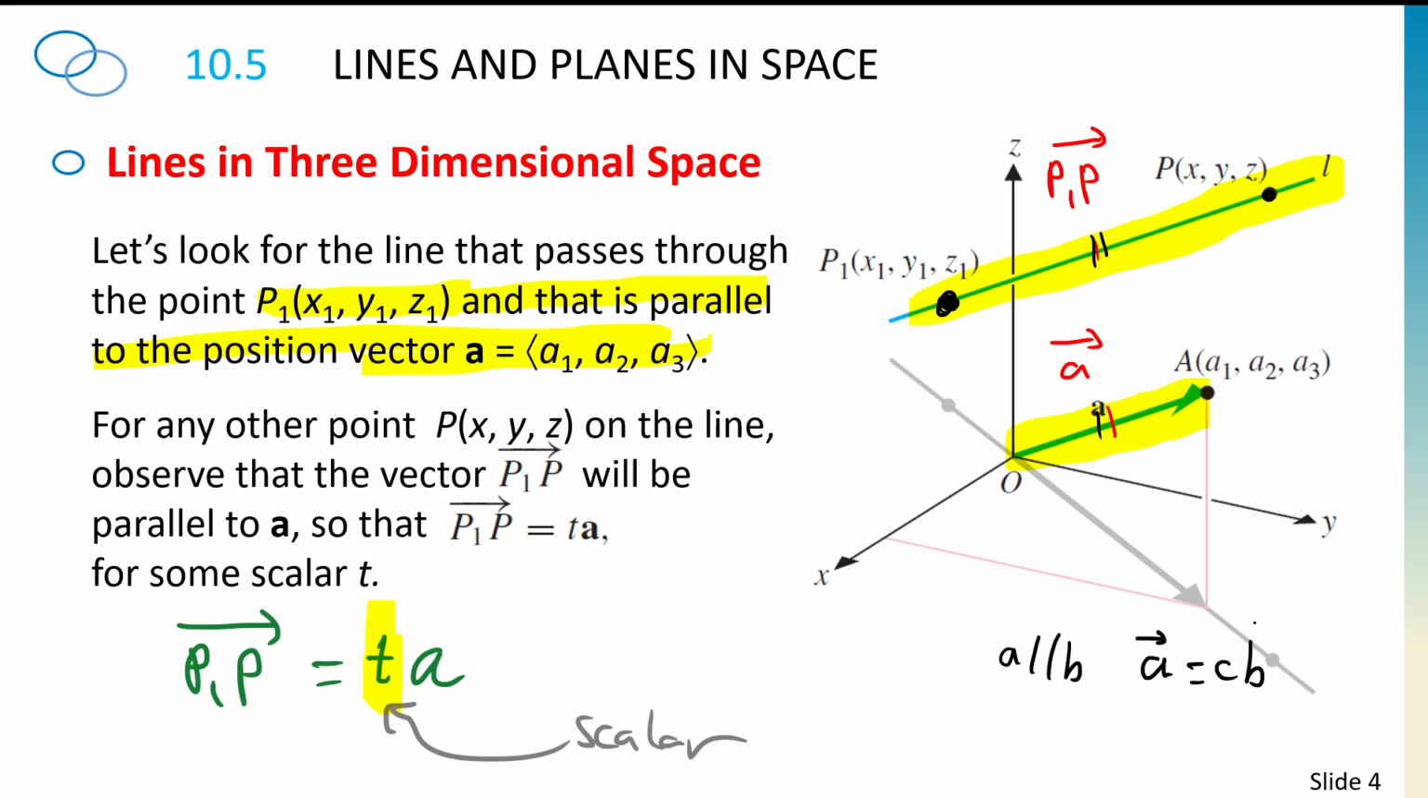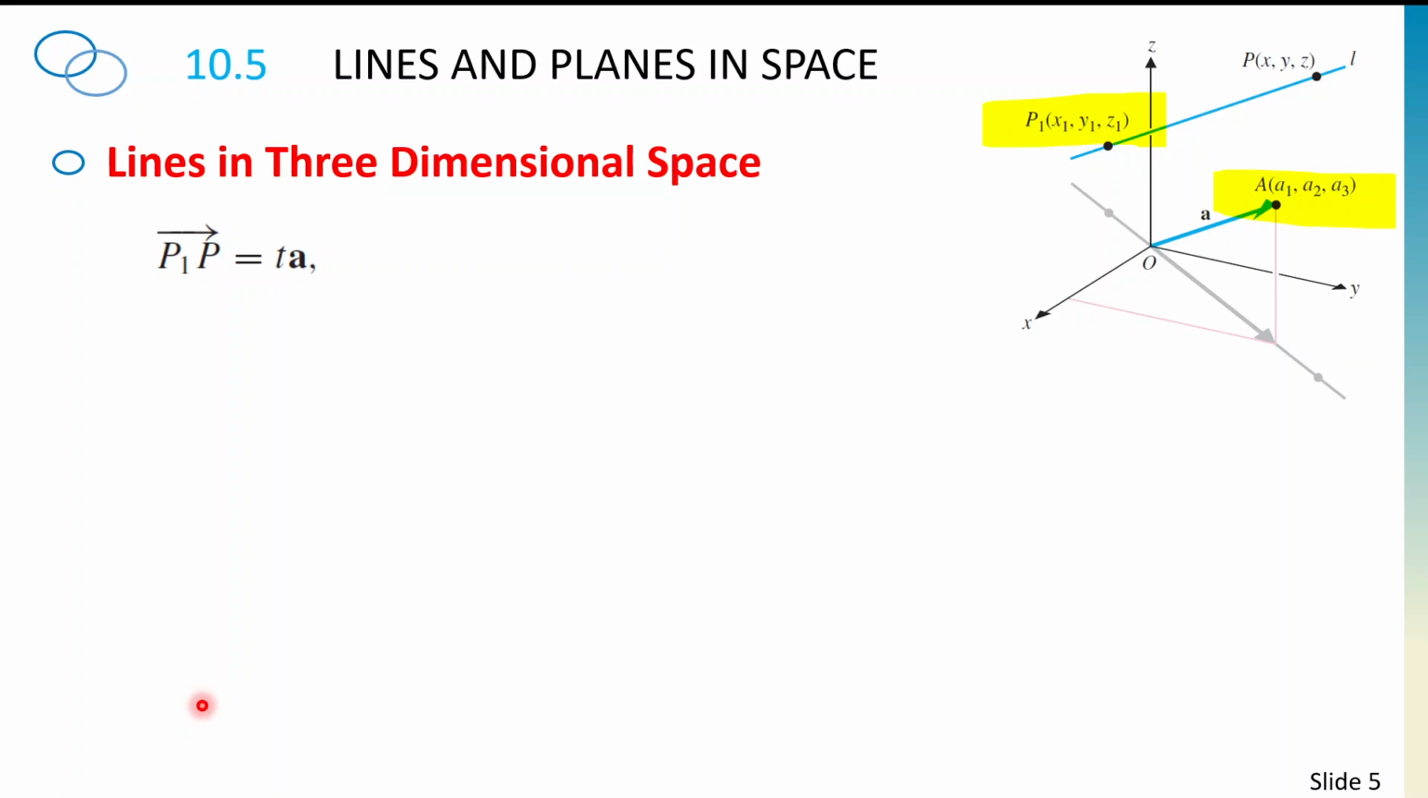So A can be written as a scalar multiple of B. Same idea here, but we'll use the parameter T instead of C. So here I write the vector P1P equals T times the position vector A. So let's try just to use this definition about the parallel and just move forward. Okay, we know now this. From here we can continue. What's P1P?